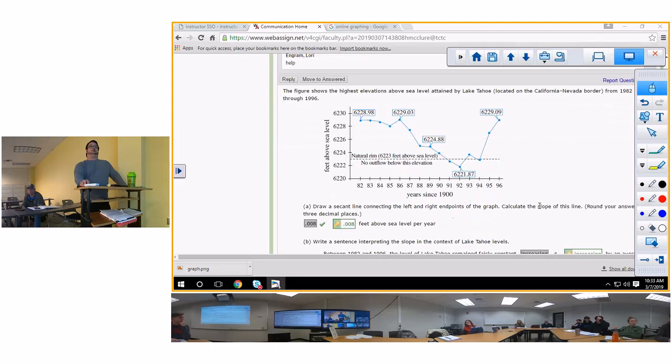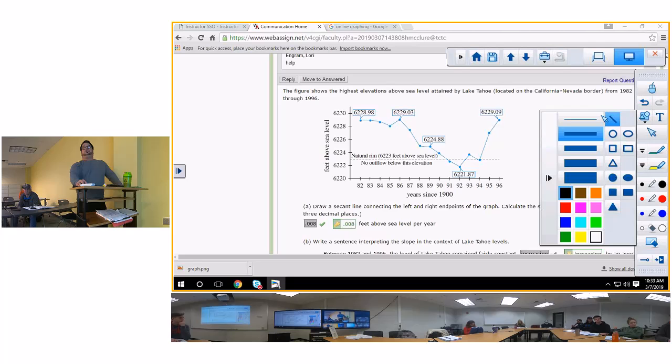All right, this is just an interpretation. Draw a secant line left to right, endpoints of the graph. Calculate the slope of the line. Well, that's going to be hard to do on this one. The figure shows the highest elevation above sea level attained by Lake Tahoe from 1982. Draw a secant line connecting the left and right what? Endpoints. So take your handy dandy straight edge, and I'm going to do it in blue. Left to right endpoint. Is that what it said to do?